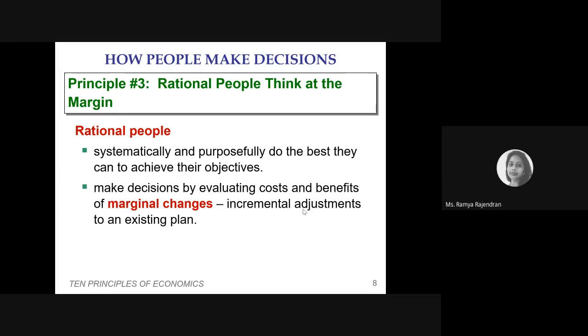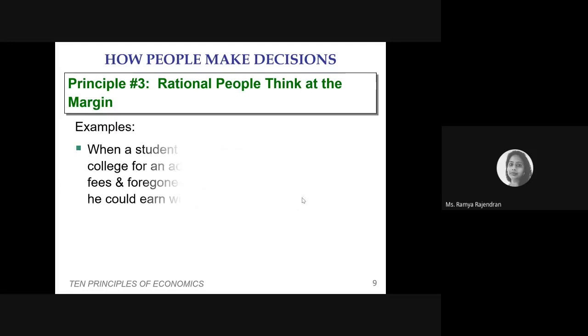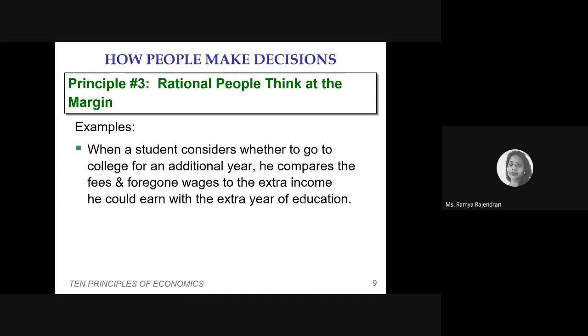These are incremental adjustments. Even if you will be growing in the field, what growth would you expect if you go for a job after grade 12? I'm talking about the majority of the students who are doing this, right? The same example that I've added here. The third principle is about how rational people think on the marginal cost.